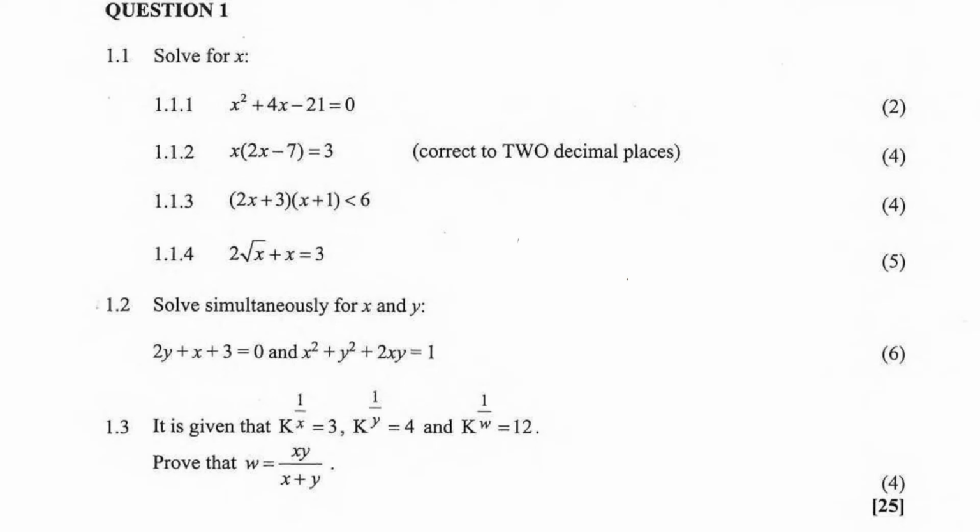1.3, it is given that k to the power 1 over x is equal to 3, k to the power 1 over y is equal to 4, and k to the power 1 over w is equal to 12. Prove that w is equal to xy over x plus y. Right, so this is what is given to us.